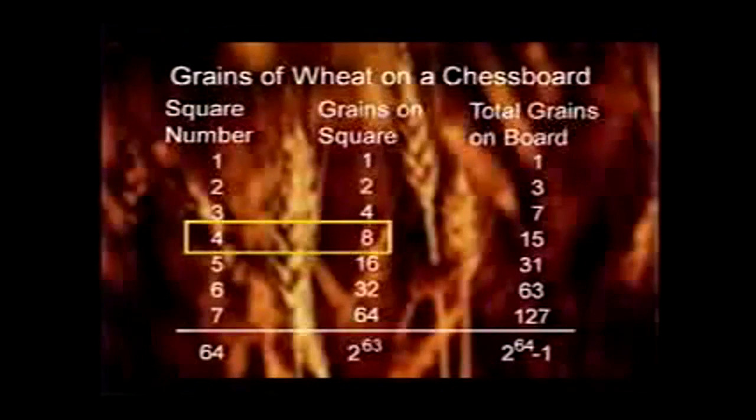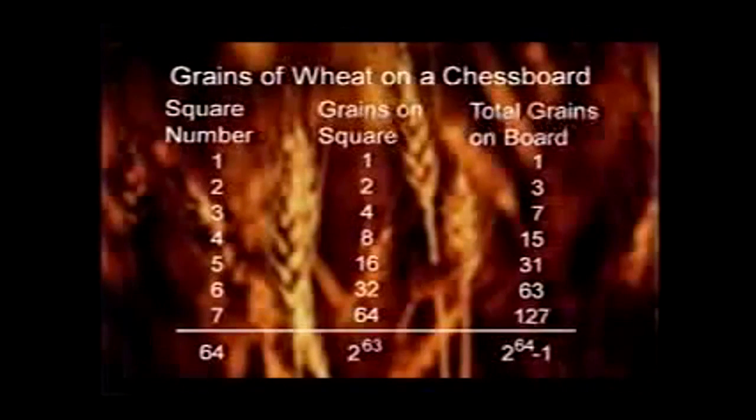Well, let's see what's involved in this. We note there are 8 grains on the 4th square. Now, I can get this number 8 by multiplying 3 2's together. It's 2 times 2 times 2. It's 1 2 less than the number of the square. Now, that follows in each case. So, on the last square, I'd find the number of grains by multiplying 63 2's together.